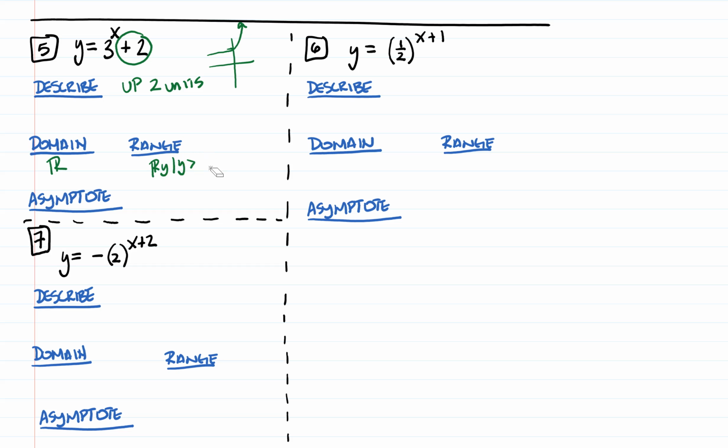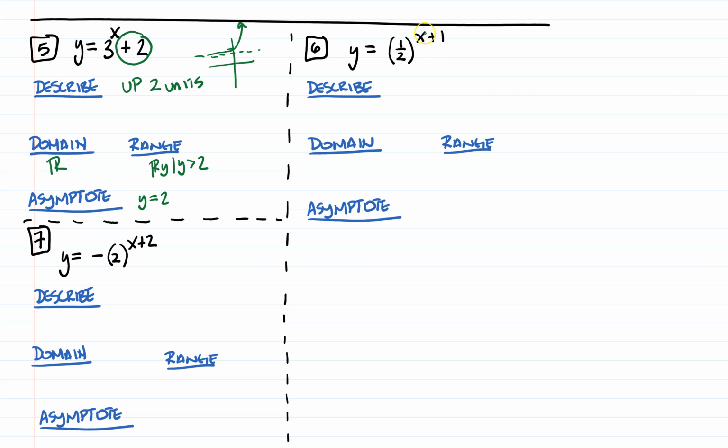If it was not moved up 2 units, but since it is moved up 2 units, we're going to say it's greater than 2. And the asymptote is going to be the equation, it's going to be this equation right here, the equation y is equal to 2 because of that plus 2.